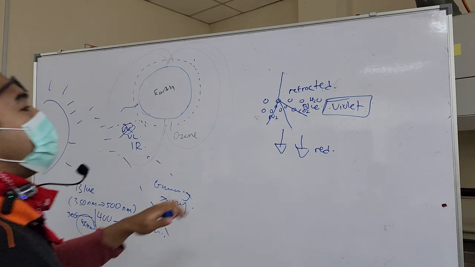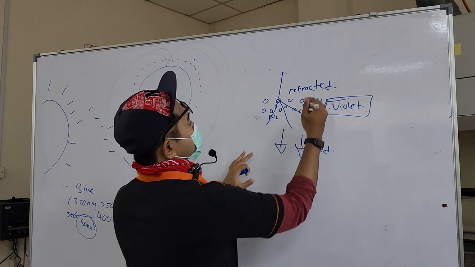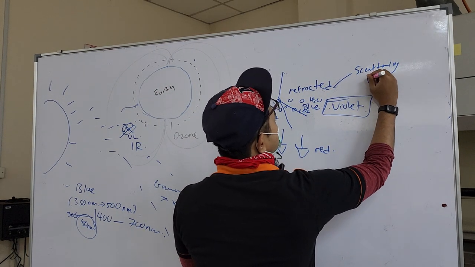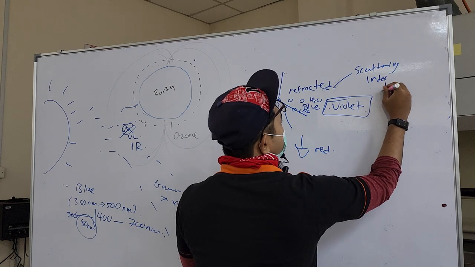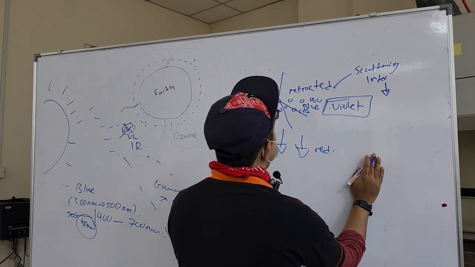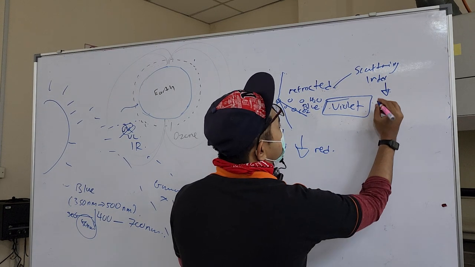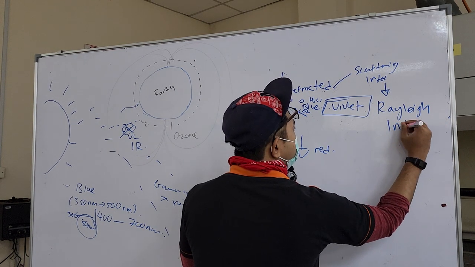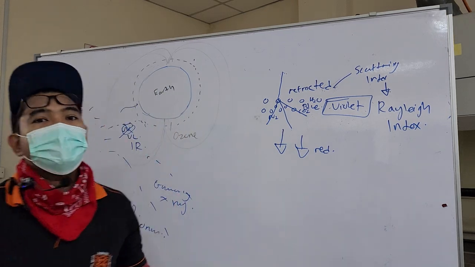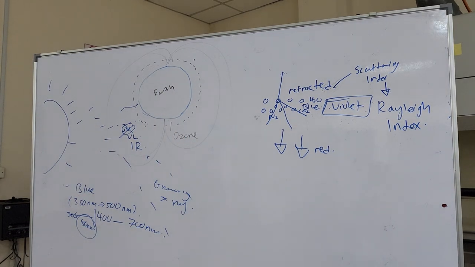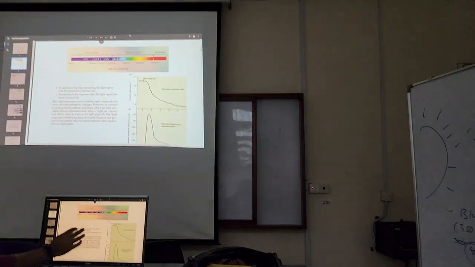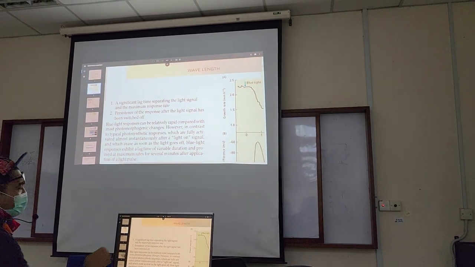Okay, and if you want to read further about this scattering effect, it's called the Rayleigh index. Not going to go further into that, all right? Okay, now let's see what happens at this level.